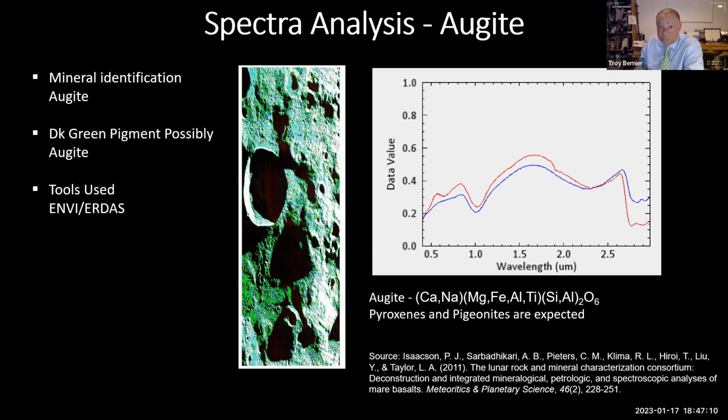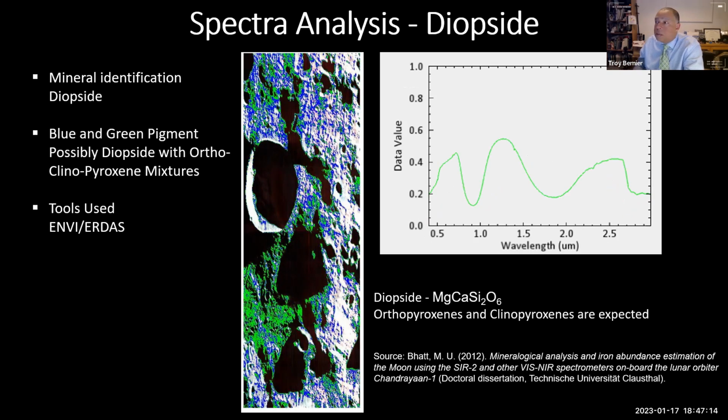Let's take a look at another one. Diopside, as represented here in these blue and green pigments, ortho-clinopyroxene mixtures. We're missing the reference spectra there. Anyway, in this case, the mineral diopside is on the moon.